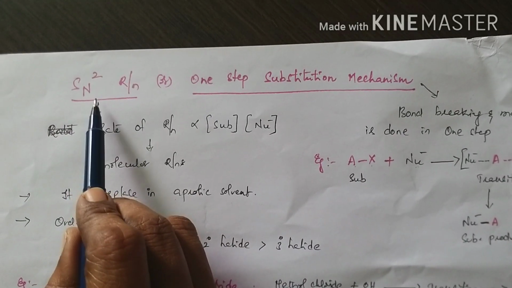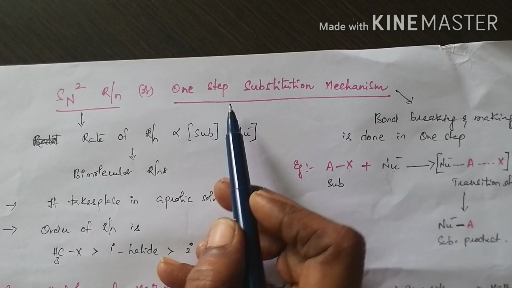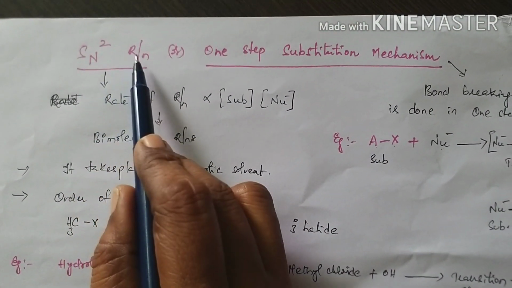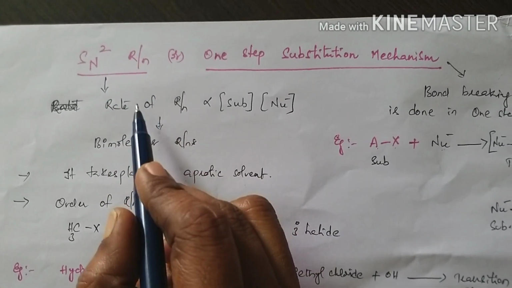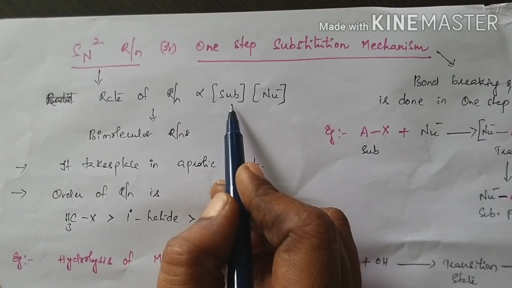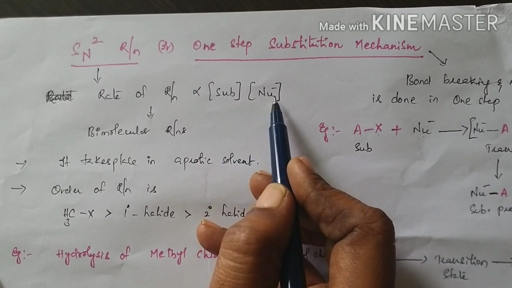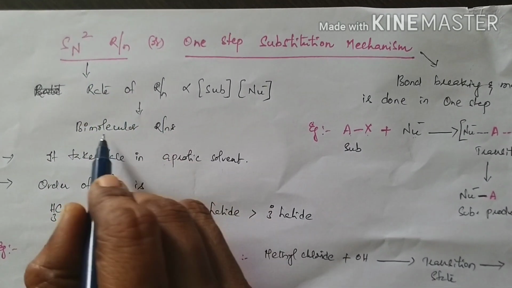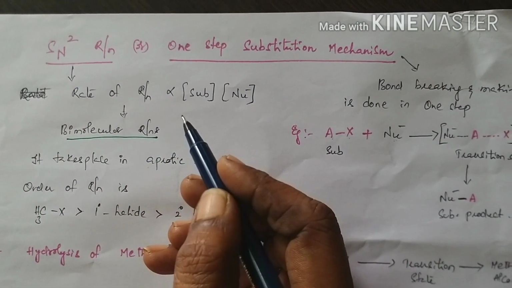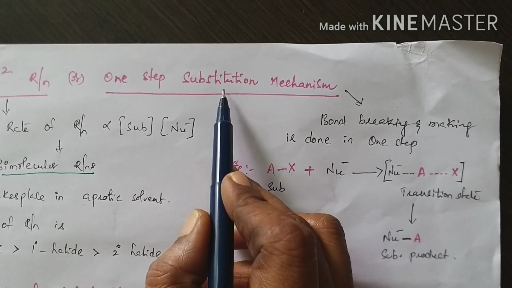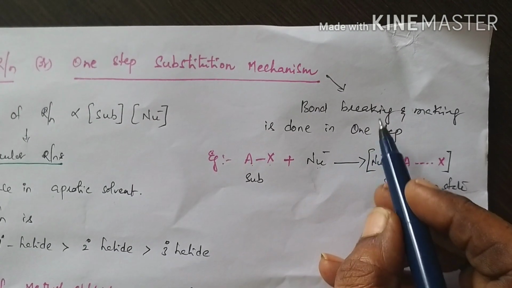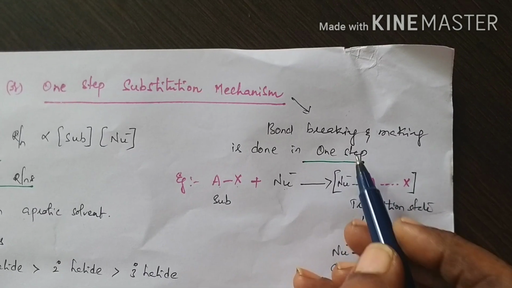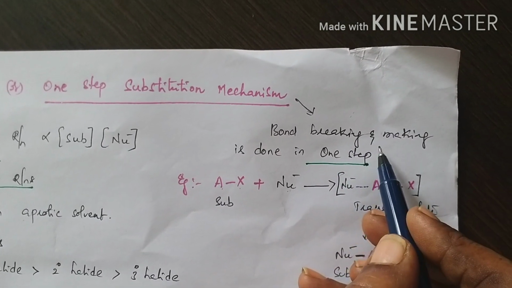Now let us come to the SN2 reaction. It is also known as the one-step substitution mechanism. SN2 means substitution nucleophilic bimolecular reaction. It is called SN2 because the rate of reaction depends on both the concentration of the substrate and the nucleophile. It is also regarded as a bimolecular reaction. In this one-step mechanism, the bond breaking and making are done in a single step, so both take place simultaneously.